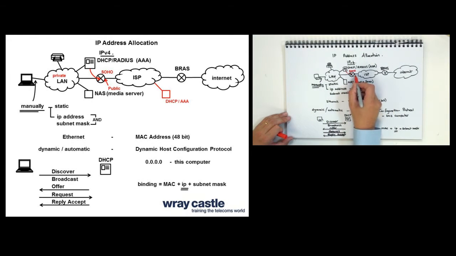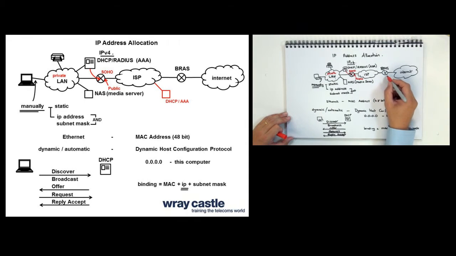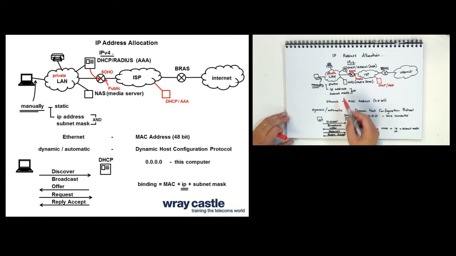Out here, we actually have another address. In fact, the address space is different. Inside our LAN, we'll use private addresses, and outside our LAN, we'll use public addresses. And the public address will come from the ISP space. So what they'll be doing is using their own DHCP or, again, RADIUS functions in order to allocate IP addresses to these end terminals as well.